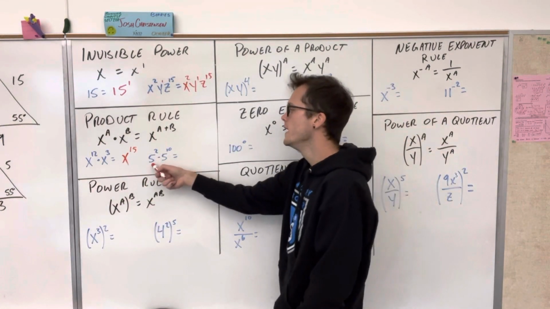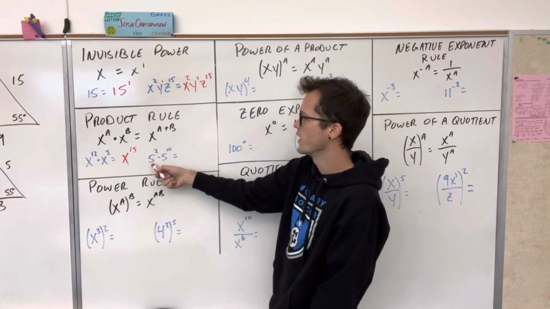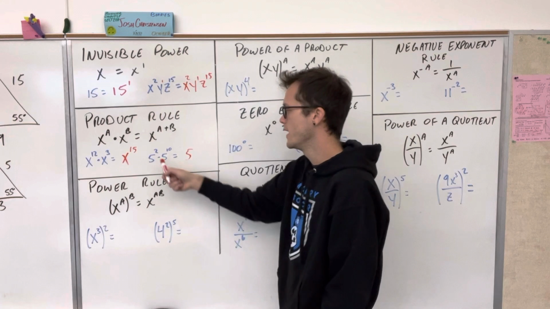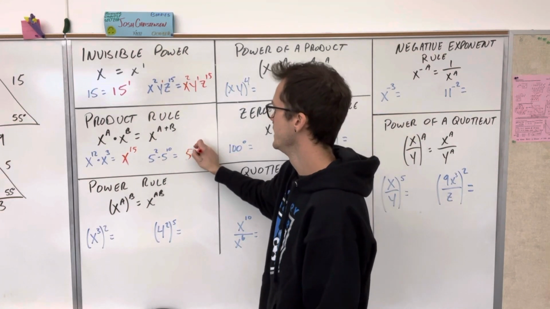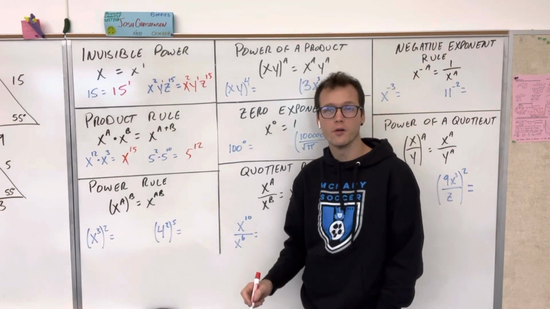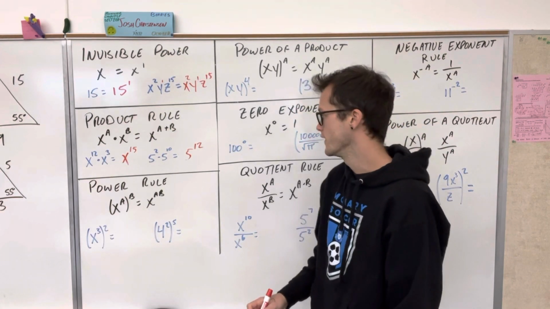Okay, same is true if you have bases that aren't x's. So here I have 5 squared times 5 to the 10th. Same base, in this case, it's 5. Now we add the exponents. 2 plus 10 is 12. Now we could take this a step further. I don't know what 5 to the 12th power is. You can throw it in a calculator and figure that out.